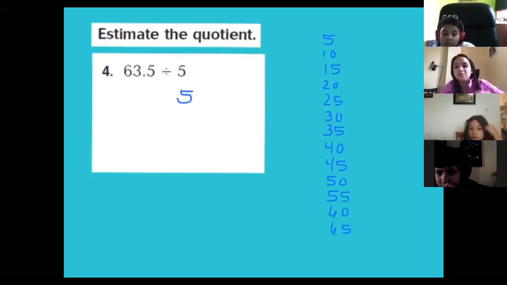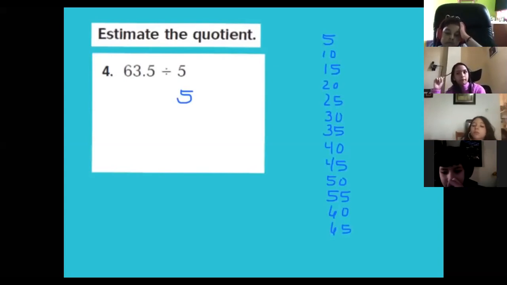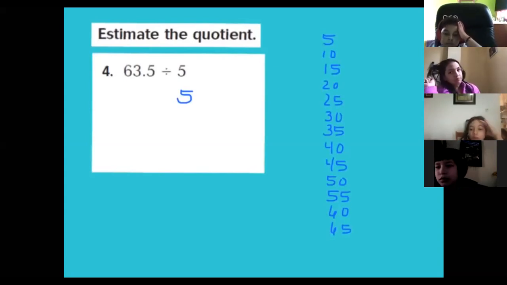65. Now, I'm going to stop here because here's what I know. I know that 63 5/10 falls in between 60 and 65. I'm going to choose 65 because I know that 63 5/10 is closest to my 65. So I'm going to turn 63 5/10 into the whole number 65.